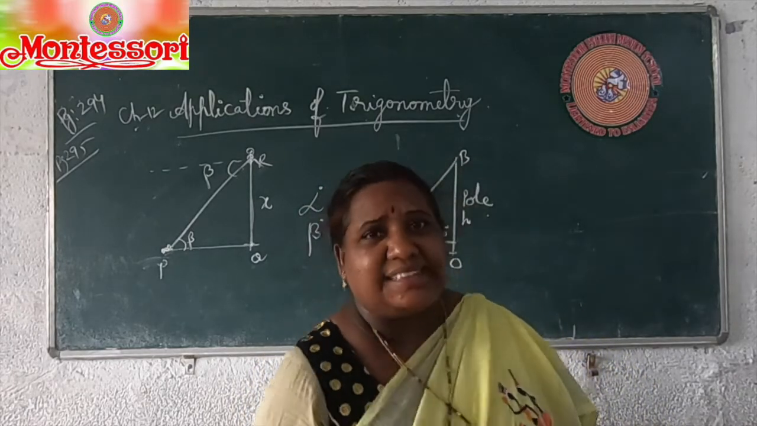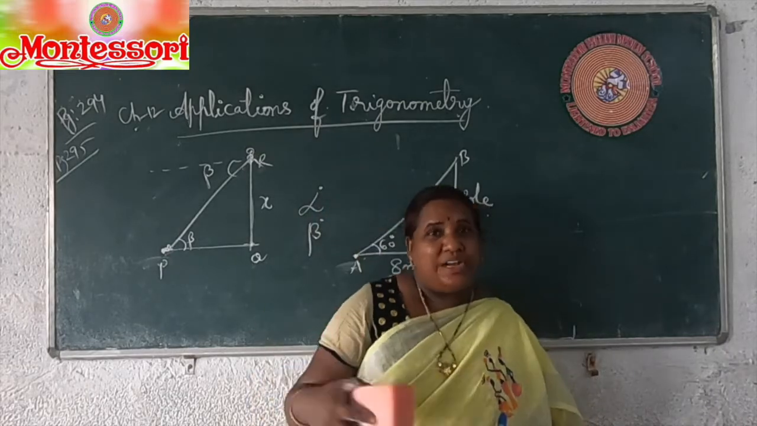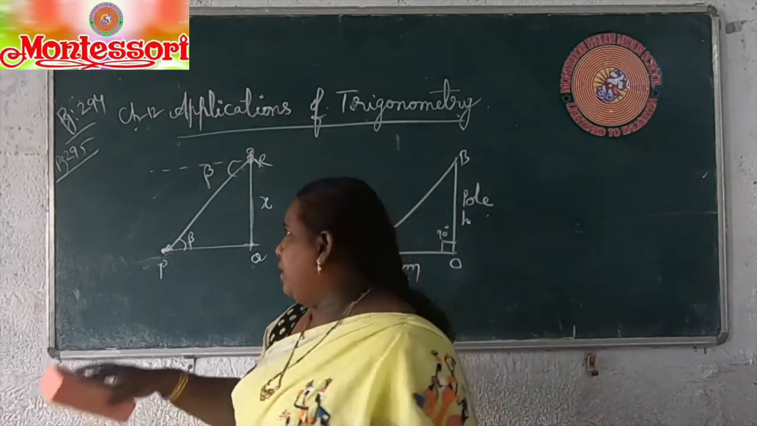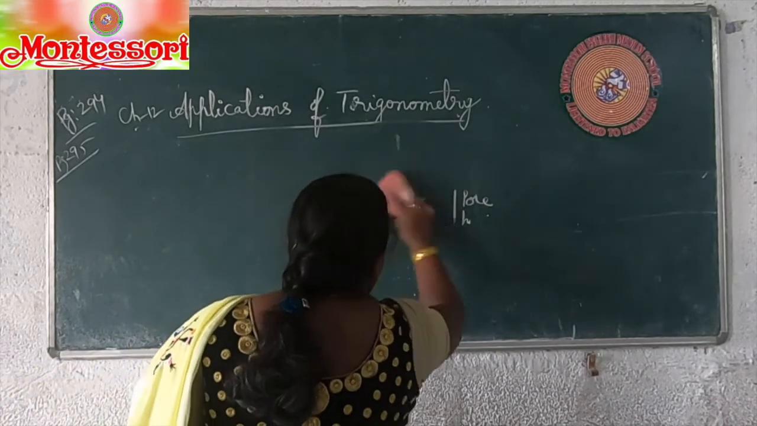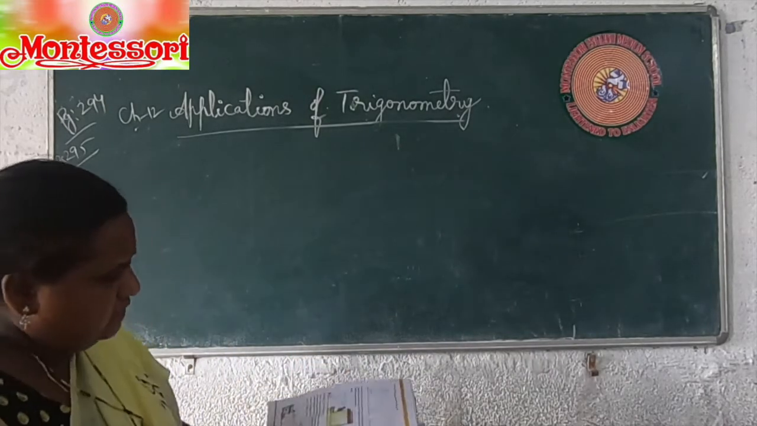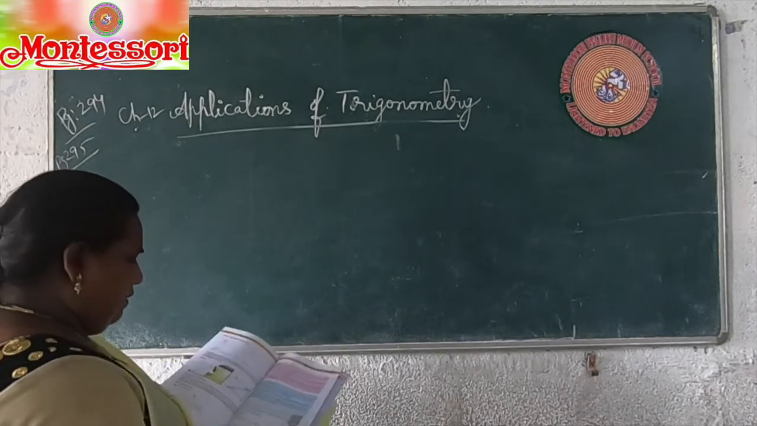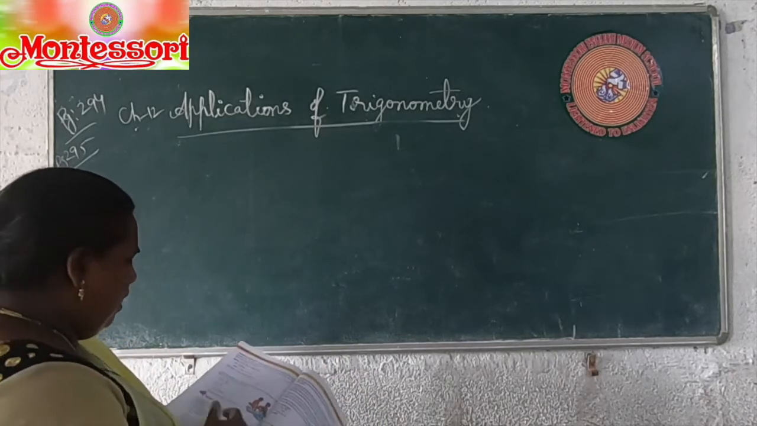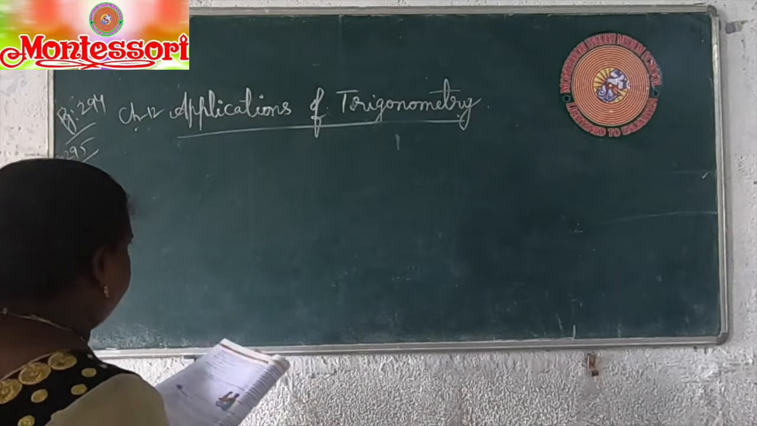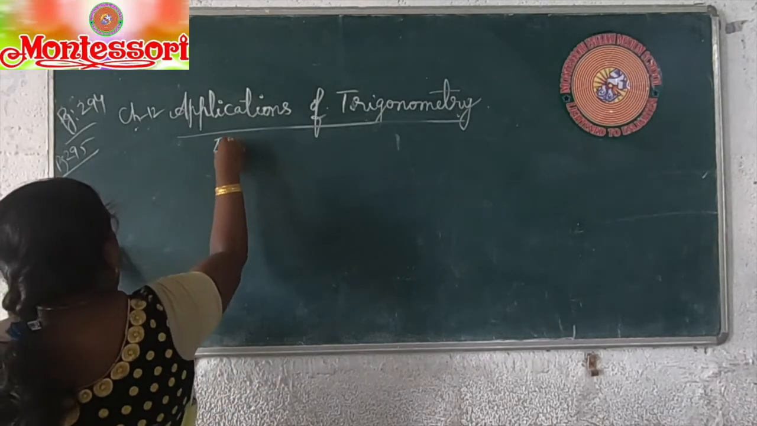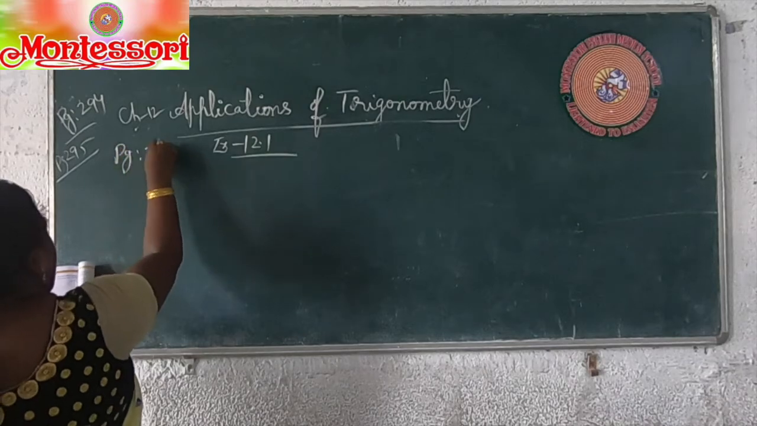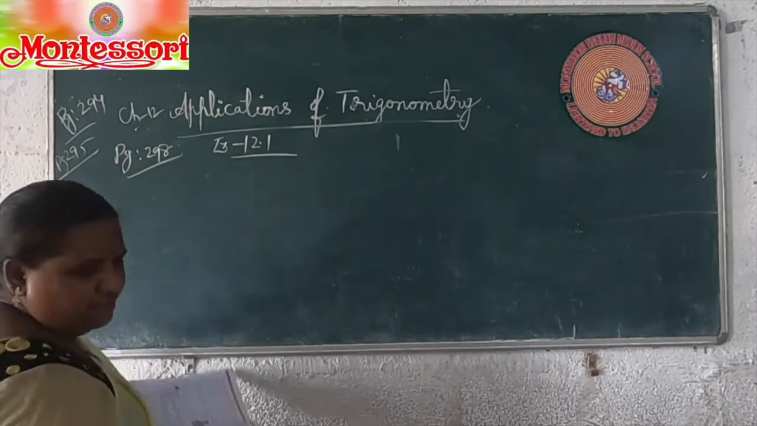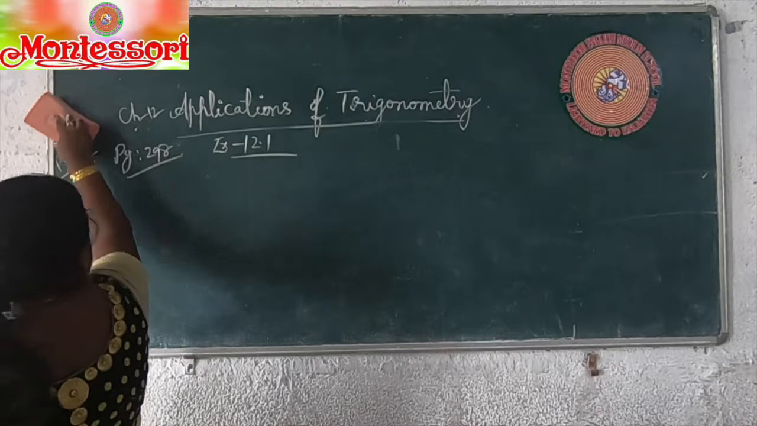Now shall we go to the exercise? Basing on this, we will do the exercise sums. This is just drawing the picture. Now see, page number. You can go through examples 4 and 5 also. Now exercise 12.1, page number 298.